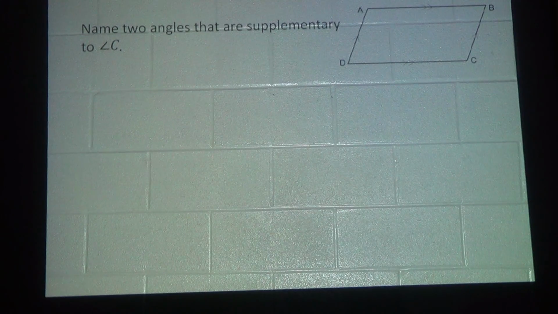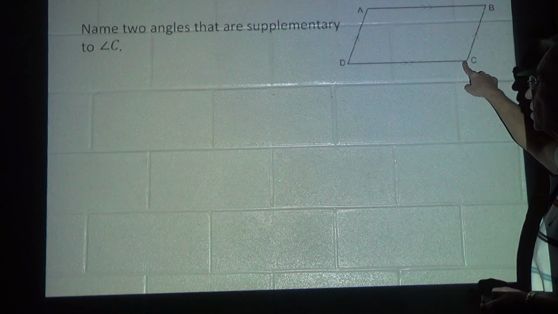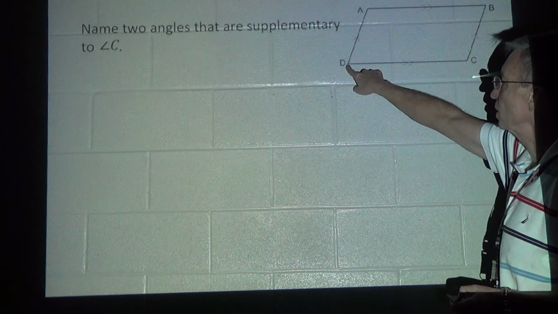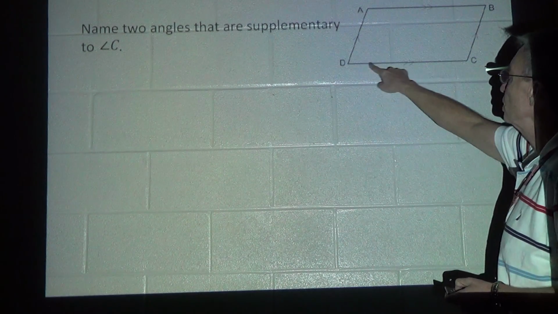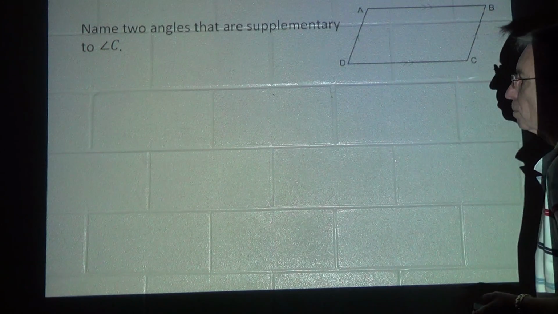Okay, name two angles that are supplementary to angle C. So angle C is supplementary to the consecutive angles. The first consecutive angle would be angle D, so these two would add up to 180. The other consecutive angle is going to be angle B, so those two would add up to 180. So this is what we have, angle B and angle D.